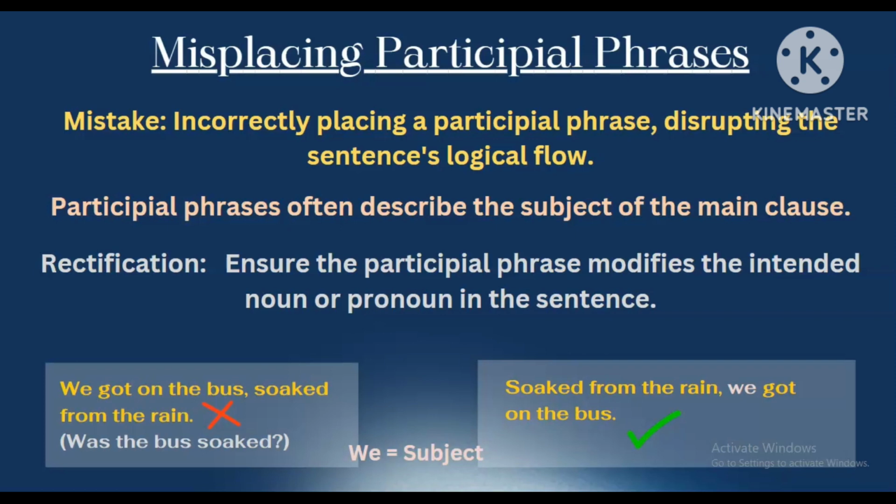Like, in the example, we got on the bus soaked from rain. Doesn't it seem that the participle phrase soaked from rain is actually describing the noun bus? But can the bus be soaked? No, not at all. So, in the second sentence, soaked from the rain, we got on the bus, the participle phrase is describing what? It's describing the subject we. And this is the correct sentence as it has a logical flow. Clear?